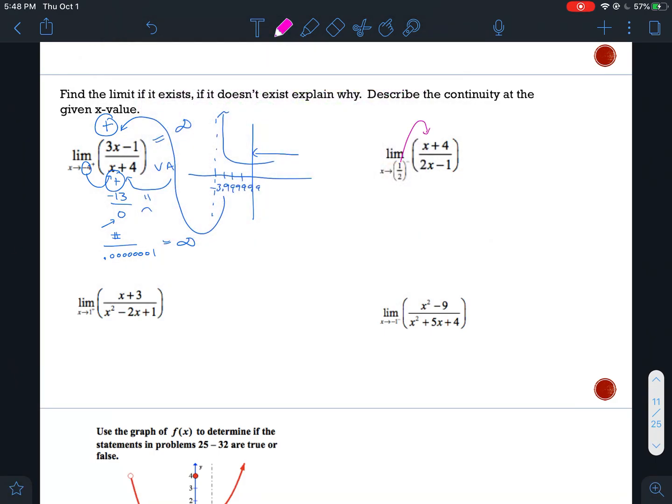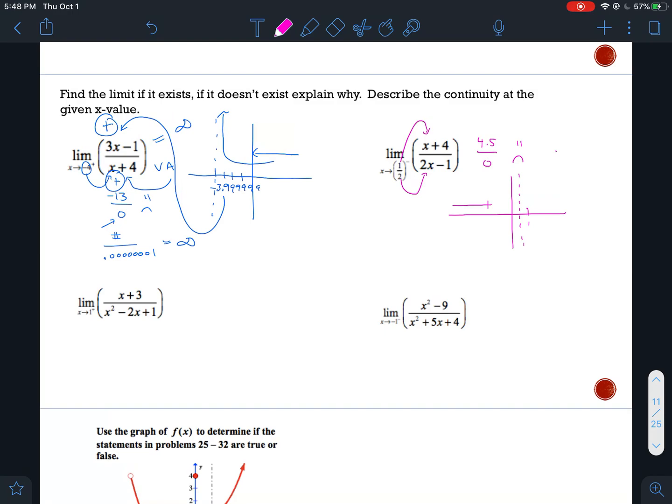So if I plug in 1/2, I would get a number on the top, 4.5. If I plug in 1/2 into the denominator, I get 0. So I get 4.5 over 0. So again, that's undefined. It's not indeterminate. It's undefined. So I know that at 1/2 on my graph, I have a vertical asymptote. I want to know what's happening as I'm approaching that vertical asymptote from the left. Is my graph shooting up to the sky or down to the ground?